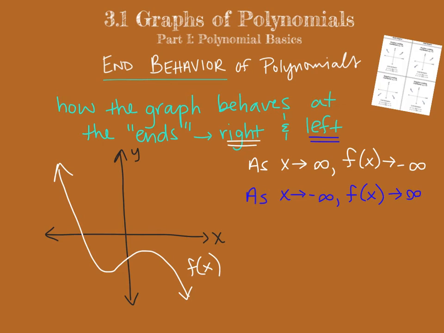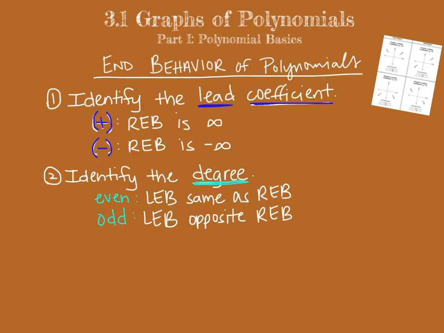Now, how do we determine end behavior without looking at a graph? We can determine end behavior in a more algebraic way by looking at the degree and the lead coefficient of our polynomial. Here are the rules for identifying the end behavior. Please note that REB means right end behavior, and LEB means, you guessed it, left end behavior.